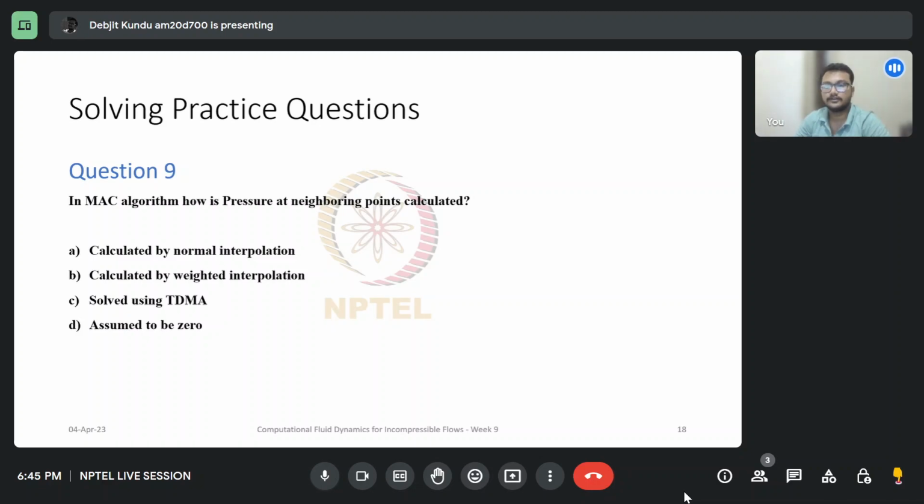So let's have a look at the solution. The solution is option D, assumed to be zero. That is one of the central assumptions in the MAC algorithm, and that seems to work out as well.